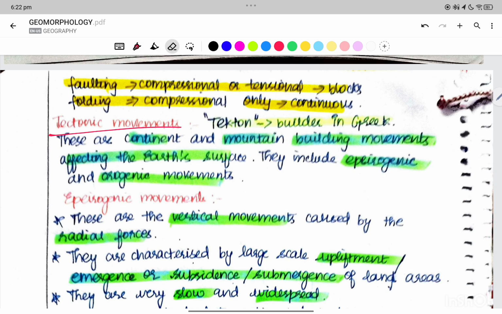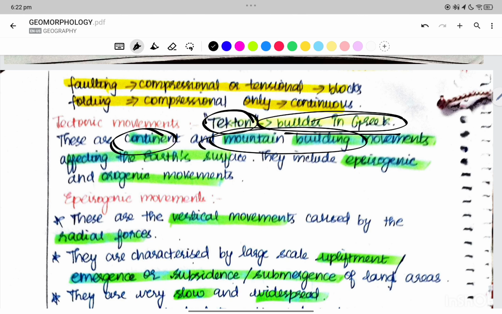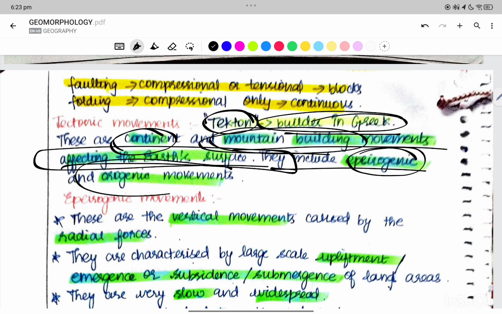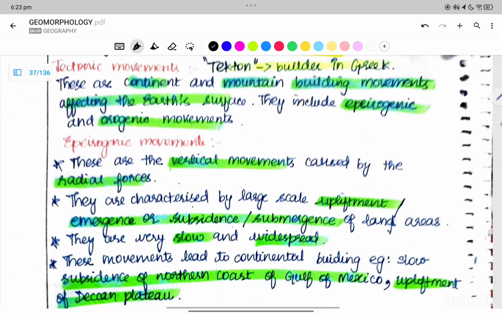Now tectonic movements. Tecton in Greek means builder. Tectonic is the continent and mountain building processes. So what is tectonic? Tecton is a Greek word meaning builder, and these are continent and mountain building movements affecting the Earth's surface. They include two types of movements, epirogenic and orogenic.